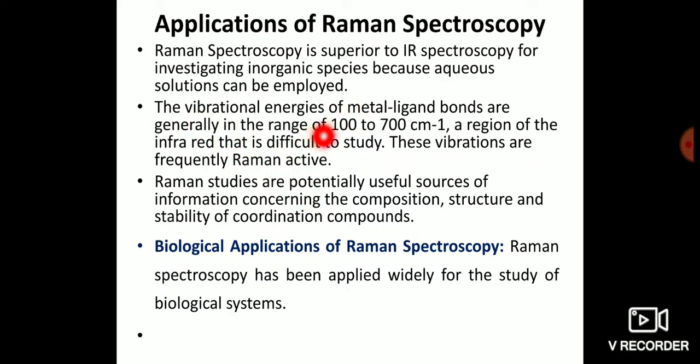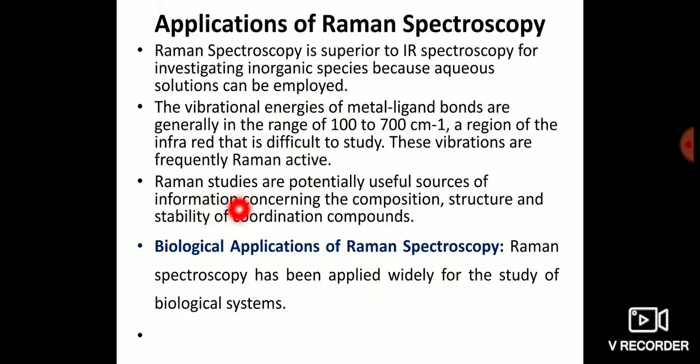The vibrational energies of metal ligand bonds are generally in the range of 100 to 700 cm-1, and this is a region of the infrared that is difficult to study. So these vibrations are frequently Raman active. So this is the application of Raman spectroscopy.